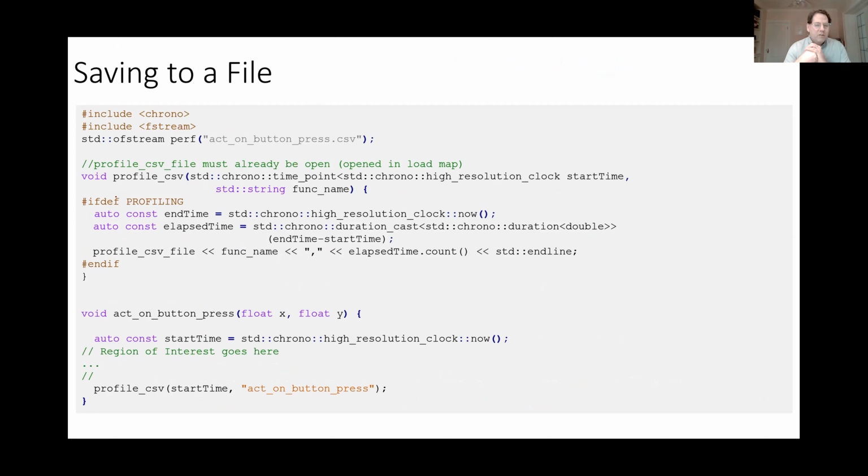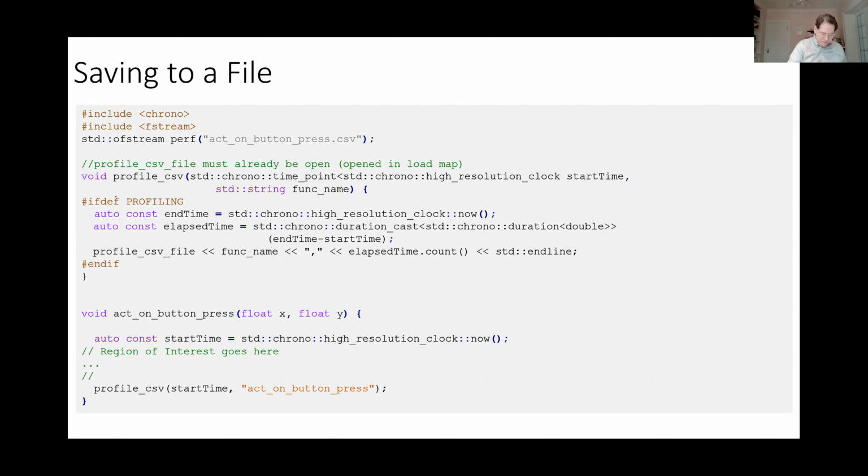Now I might want to save this to a file, because if I'm going to do this for a lot of functions that might be called several times, it could get a bit messy. If I print it to the screen, it might be interleaved with other messages, so it could be hard for me to interpret. So I'm going to save this to a file.